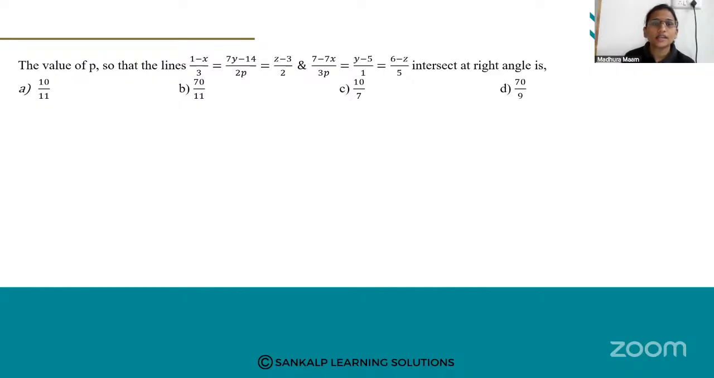Okay, so what are they asking? Two lines are given in Cartesian form. In one of them you can see P is an unknown. If these two lines intersect at right angle, then what is the value of P? What is the meaning of that? Intersect at right angle means the two lines are perpendicular to each other, correct? Once we know they are perpendicular, what condition can we use here?